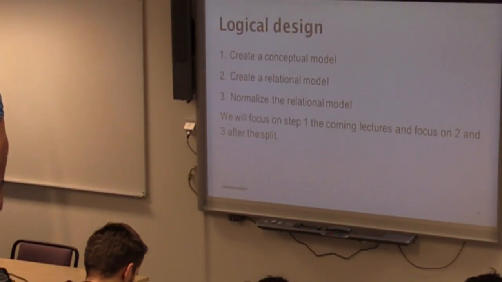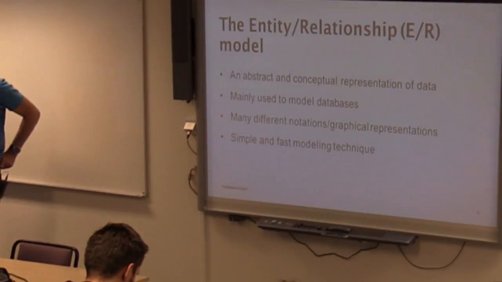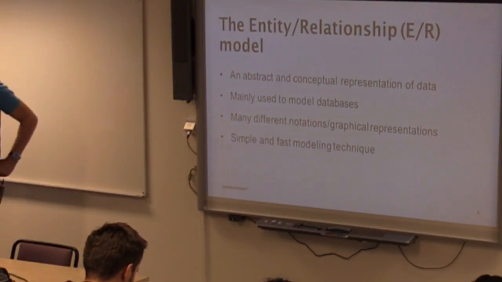So those three steps are the main ones. And that is the entity relationship model, known as the ER model. It's an abstract thing. You are going to use boxes, rectangles, and diamonds, and drawing lines between those rectangles. And each component here means something. And it says here that it's mainly used for modeling databases.